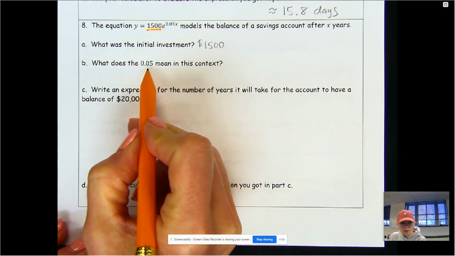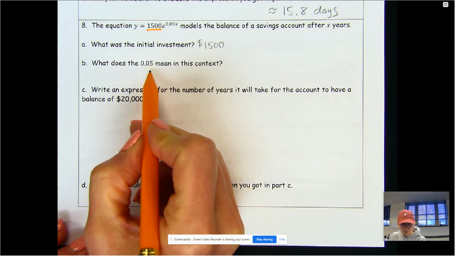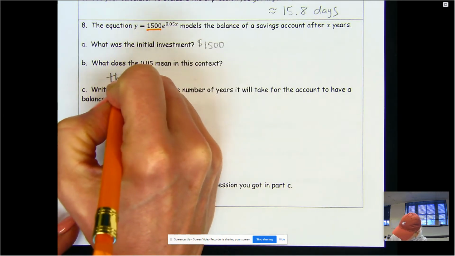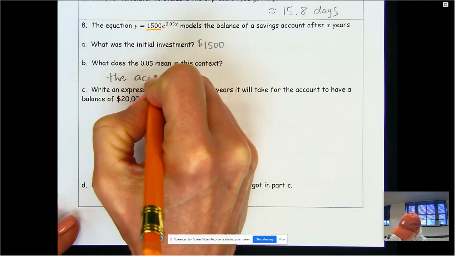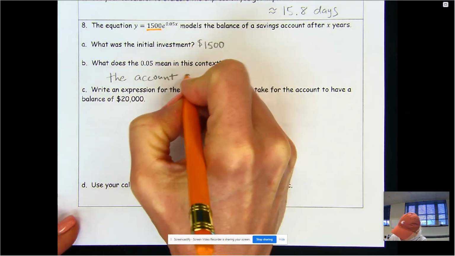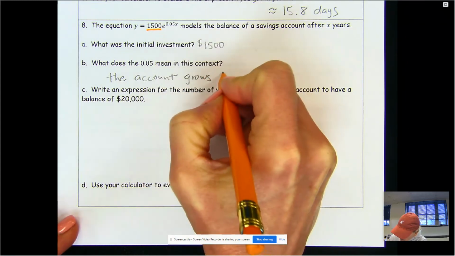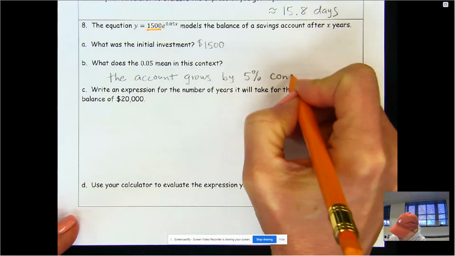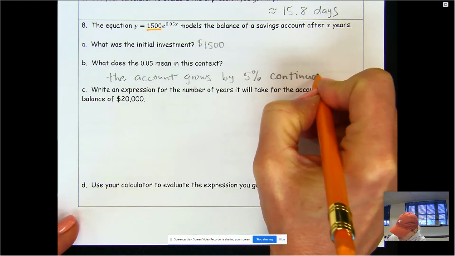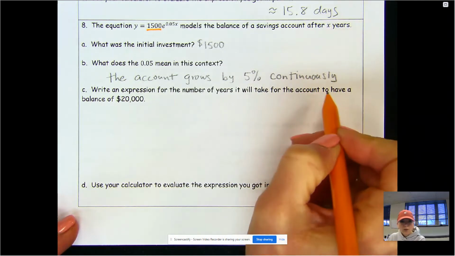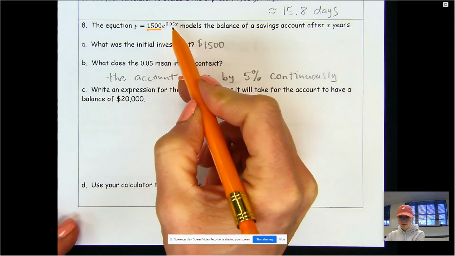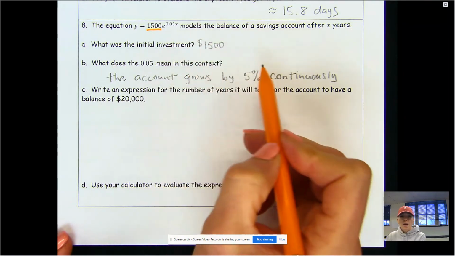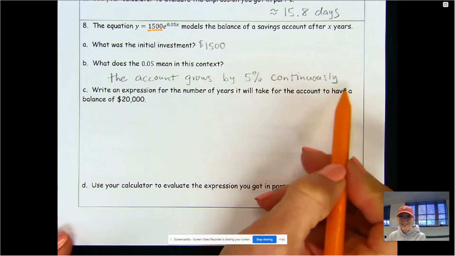The 0.05 is, again, the continuous growth rate. In this context, it means that the account grows by 5% continuously. Okay, so these functions that involve e, the natural base, those are continuous growth or continuous decay functions. So that's how I know it's happening continuously.